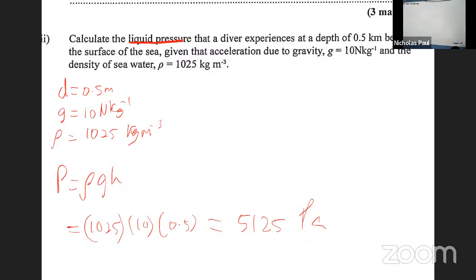Any issues there? Yeah? How come I left it in kilometers? Where? Oh, sorry. Right, I wrote kilometers, it's supposed to be meters, right? So therefore that answer there will be a little wrong. All right, sorry about that. So it's 5125 kilopascals, right? That's why you have to take your time and read the question, right? I did not.